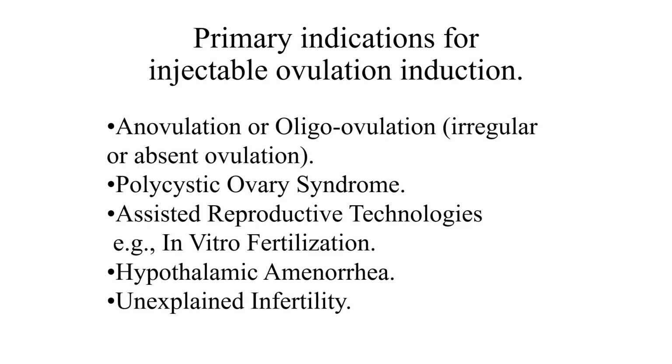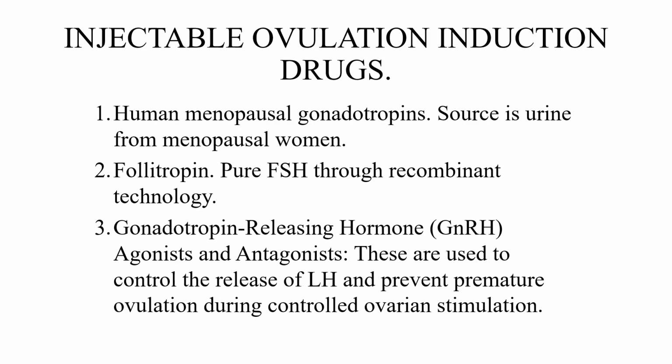The primary indications for injectable ovulation induction include anovulation or oligoovulation, polycystic ovarian syndrome, assisted reproductive technology, for example, IVF, hypothalamic amenorrhea, and unexplained infertility.